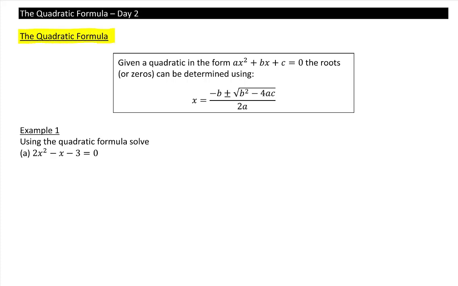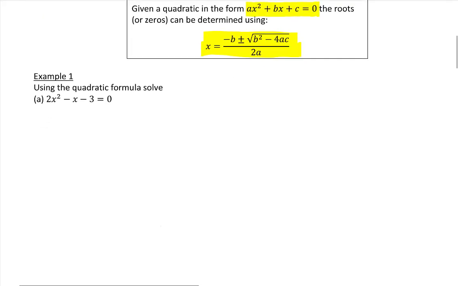Given a quadratic in the form ax squared plus bx plus c equals 0, the roots or zeros can be determined using this formula here. x equals negative b plus or minus the square root of b squared minus 4ac, all divided by 2a. So let's try it out.